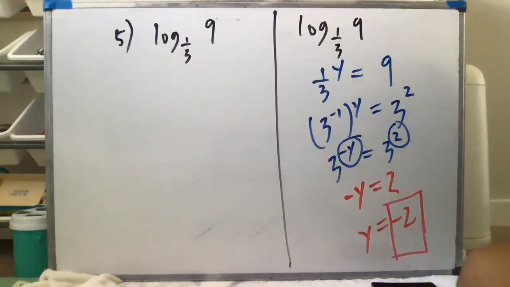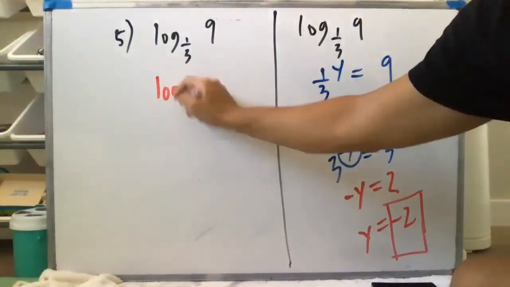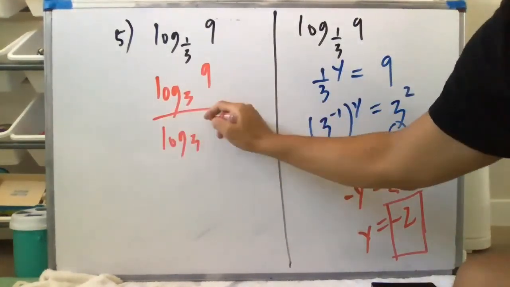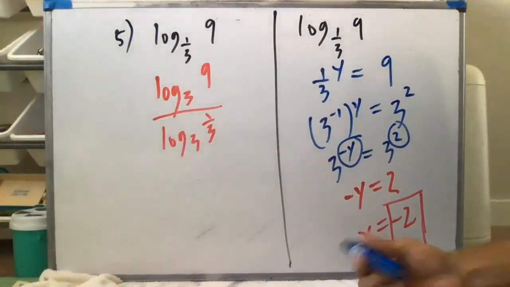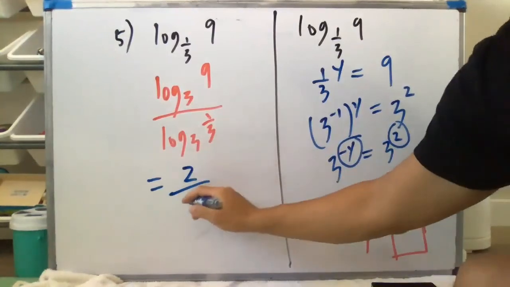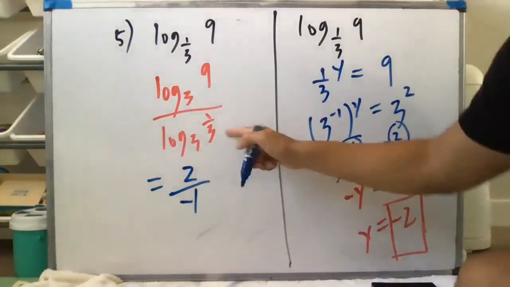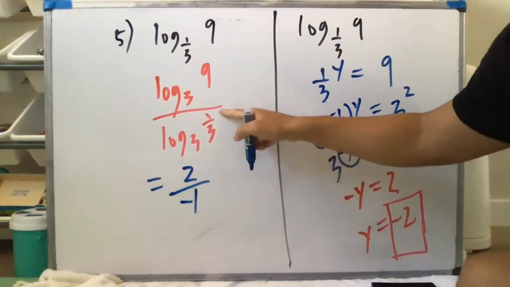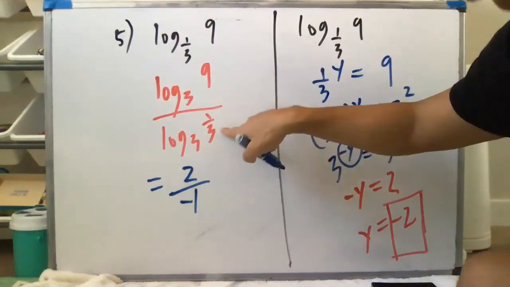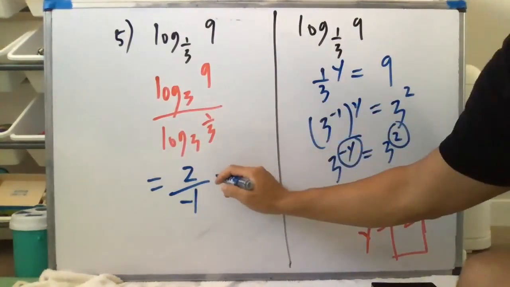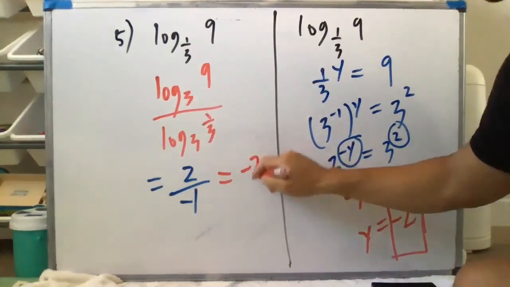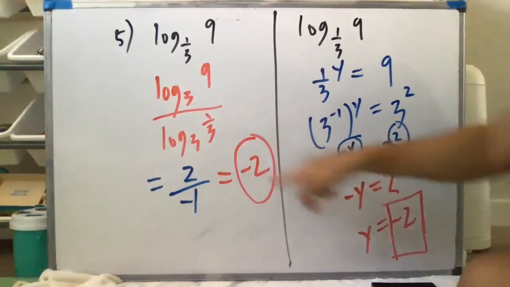Okay, the new way, using change of base. I'm again going to use base 3, top number on the top and bottom number on the bottom. Log base 3 of 9: 3 to the second power is 9, so that's 2. And log base 3 of 1/3: 3 to the negative 1 power is 1/3, because it's in the denominator, so it's negative 1. And of course, 2 over negative 1 is just negative 2. So here we see the answers match up again.